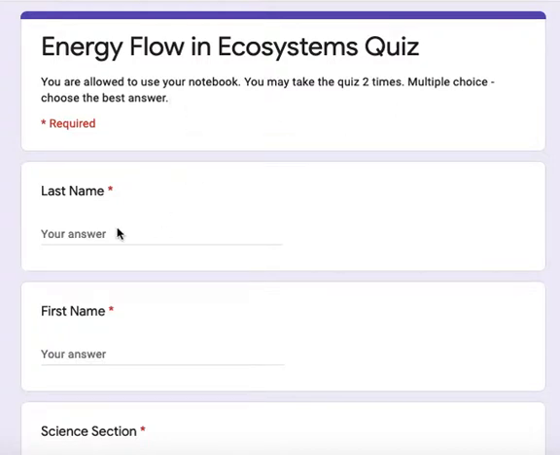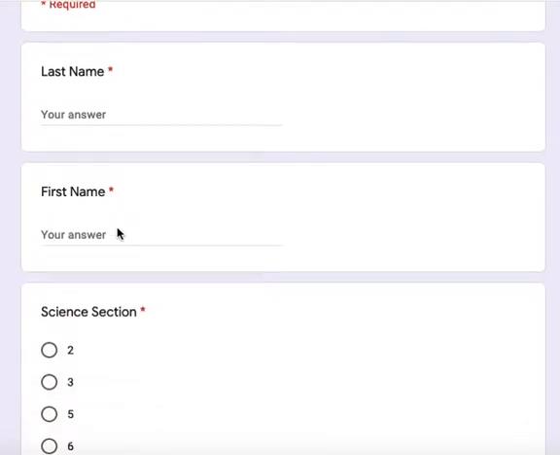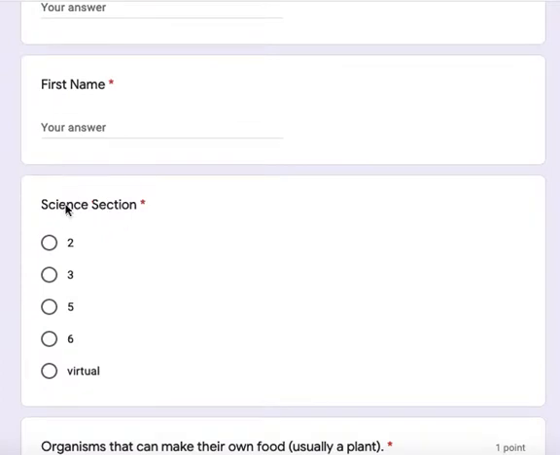You'll need to put your last name here. First name here. Science section, you're either in 2nd hour, 3rd hour, 5th hour, 6th hour, or you are virtual.